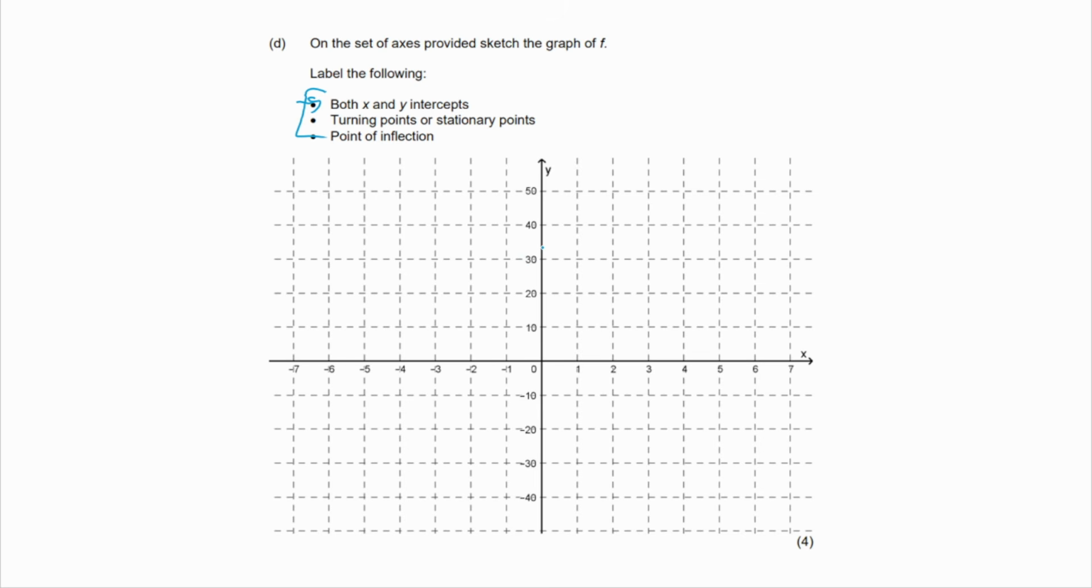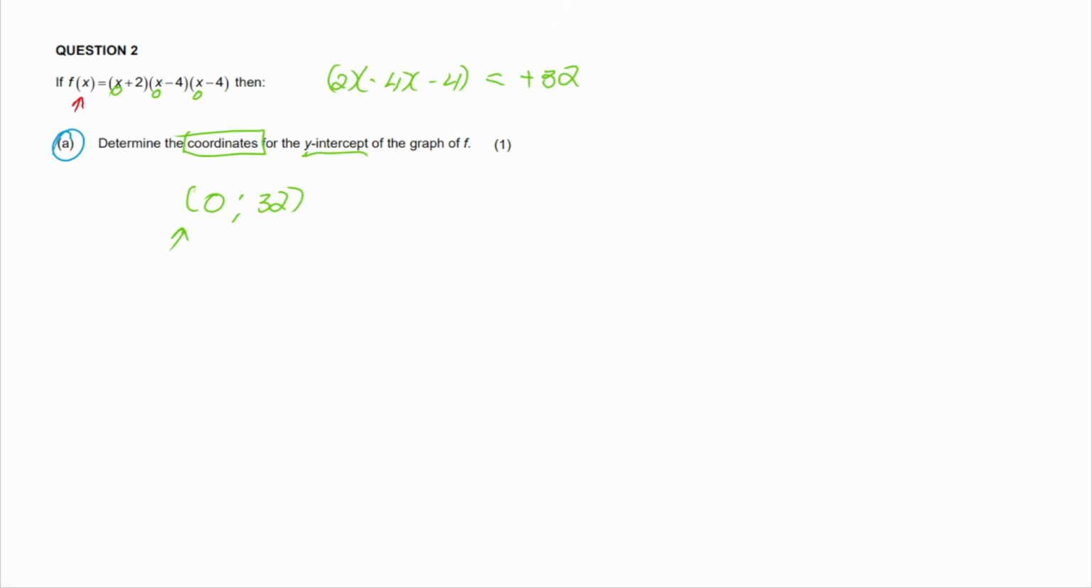It'll be about here. So we have a point over there. That's (0, 32). We'll label it a bit later. I don't like to label immediately because maybe the function goes through my labels. Now let's work out the x-intercepts. The x-intercepts come when we set y equal to 0. So 0 is equal to (x + 2)(x - 4)(x - 4). What you'll see here is that the x-intercepts are x equal to -2 or x equal to 4.